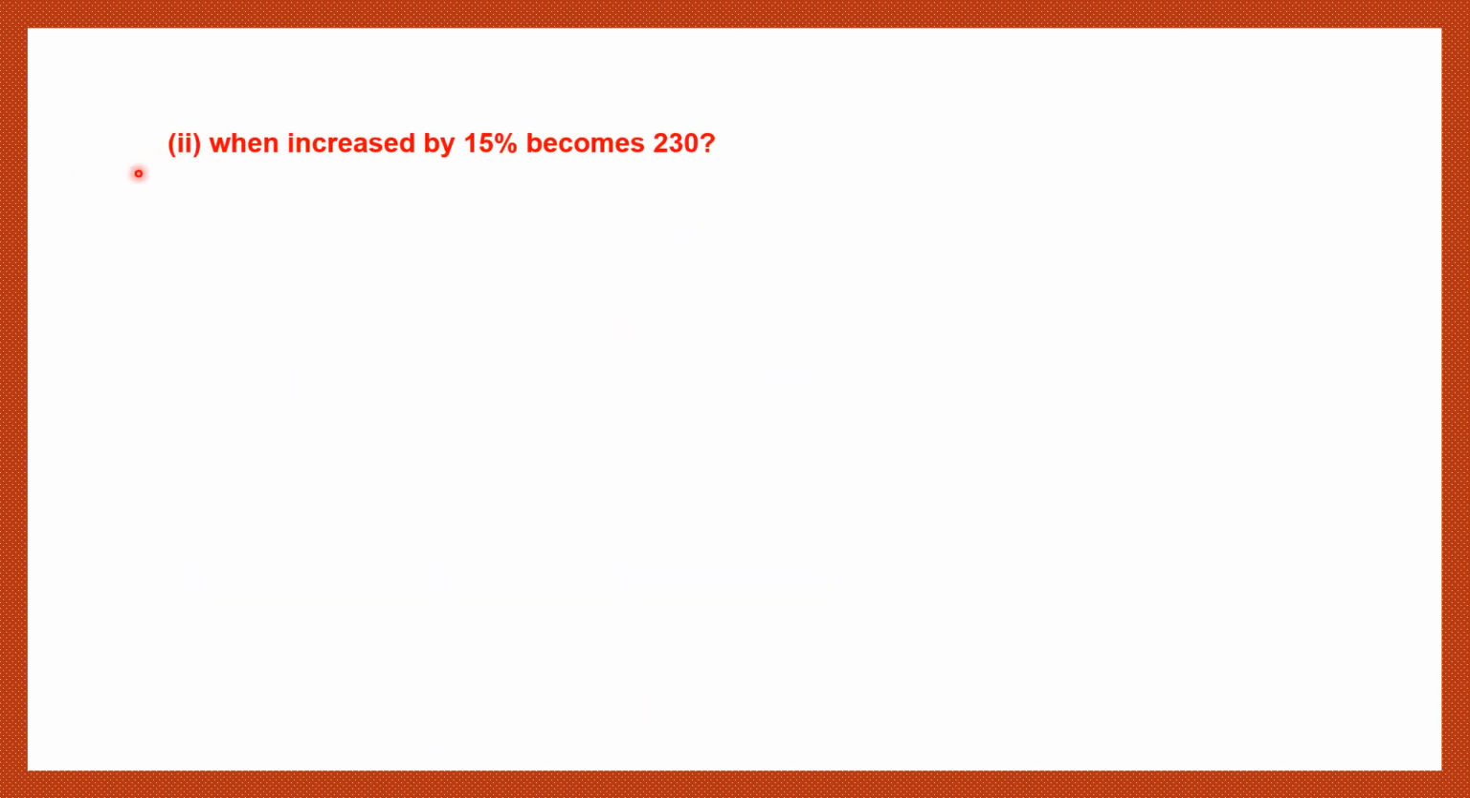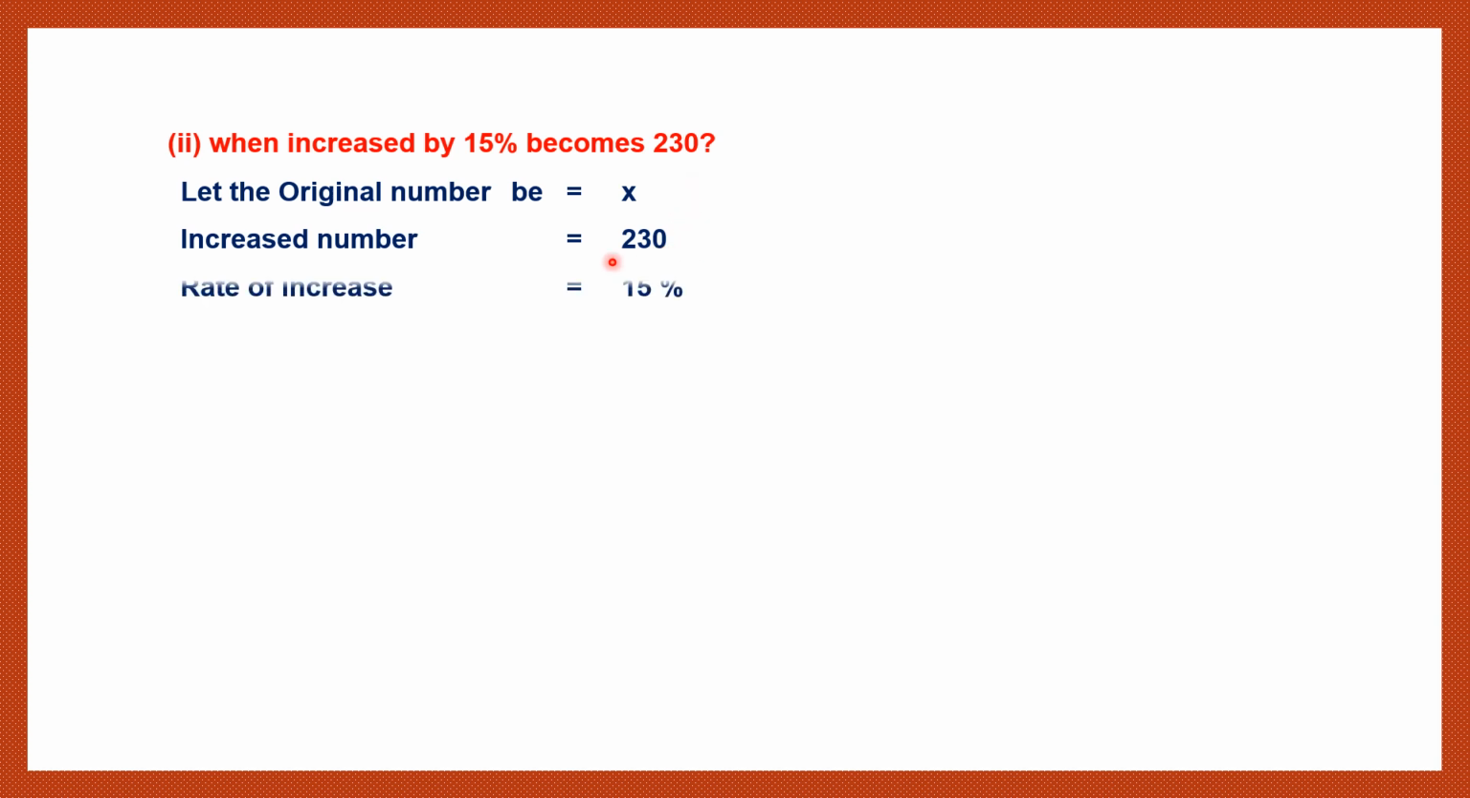Question 2. What number when increased by 15% becomes 230? So we don't know what that number is. That is the original number. We don't know what it is. So let the original number be x. The increased number we know. Original number we don't know. It's not given to us. We have to find out. Increased number is given to us. So that is 230. And the rate of increase is also given to us. 15% is given to us.